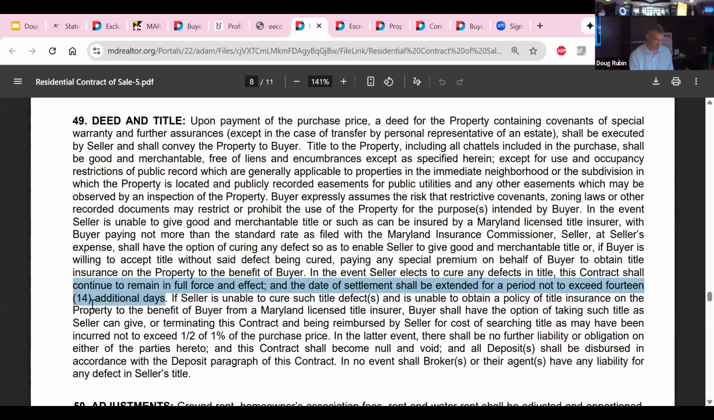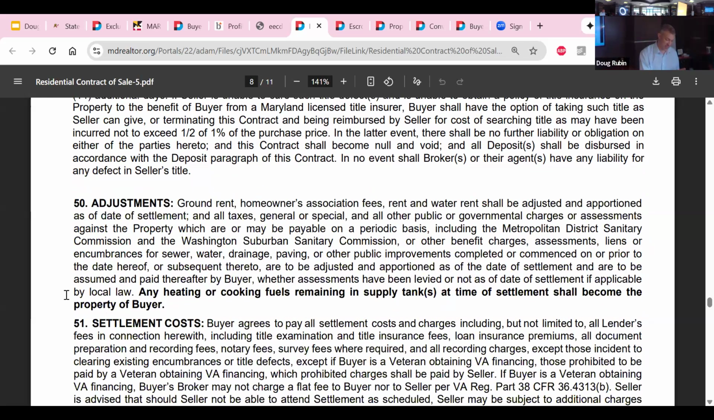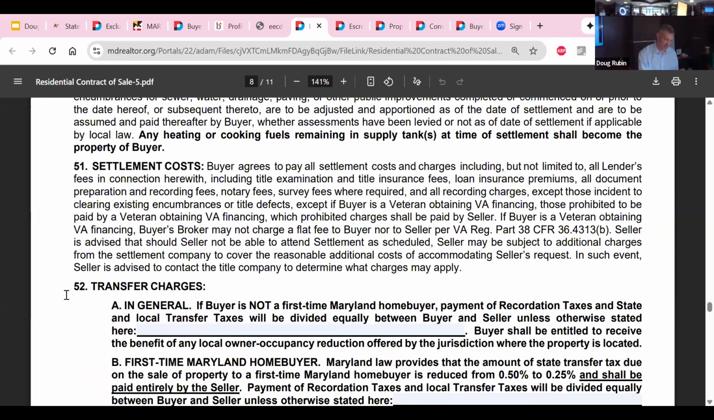Has anybody been exposed to or seen this magical 14-day extension that could pop up if there's a title issue? It's really unusual, guys, but keep it in the back of your mind that if there is a last second title thing that is delaying or threatening to blow up a deal, the seller can get an automatic extension if they're working on this stuff. So if the seller wants to fix it, it'll automatically be extended. I still want to get a formal extension that everybody signs off on, but just keep that in mind if there is a last minute title issue that pops up.